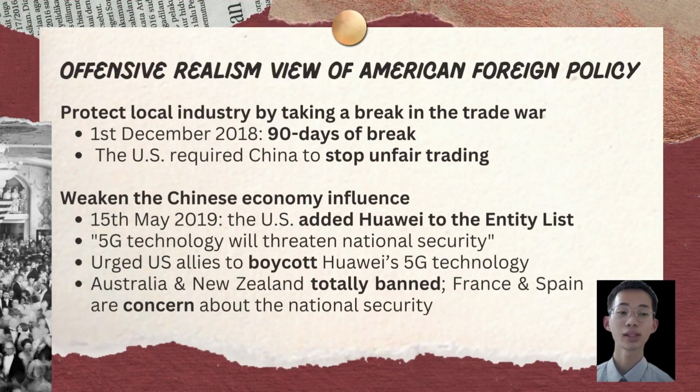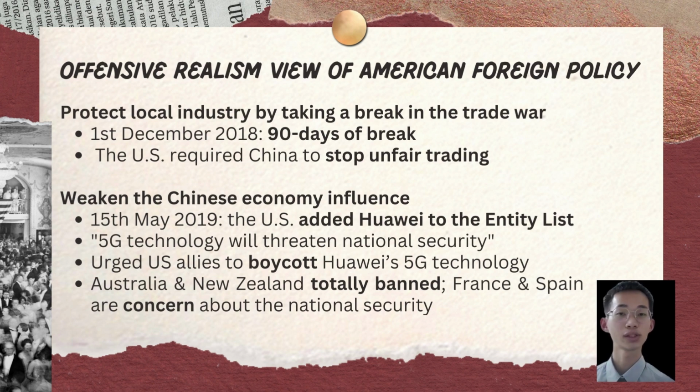Thirdly, the US called for a 90-day break in the trade war to protect their local industry, because the local industry will be affected by the trade war for about half a year. Also, the US required China to stop the unfair trading and start importing more from the US to increase their local industry's sales. Fourth, the US weakened China's economic influence.